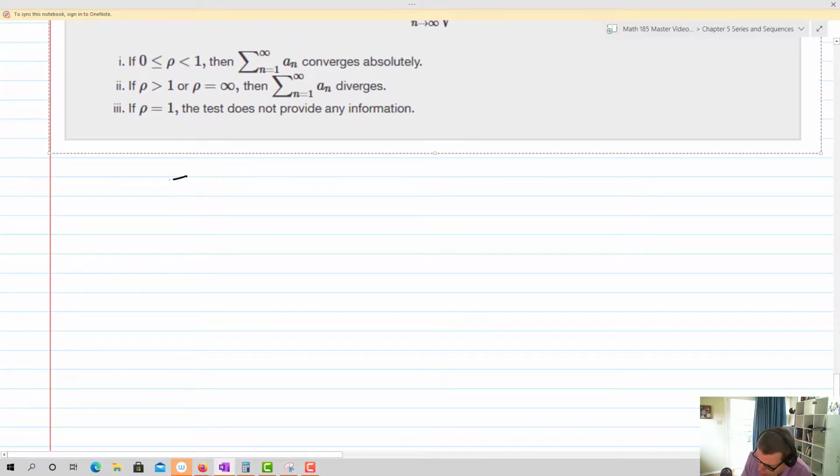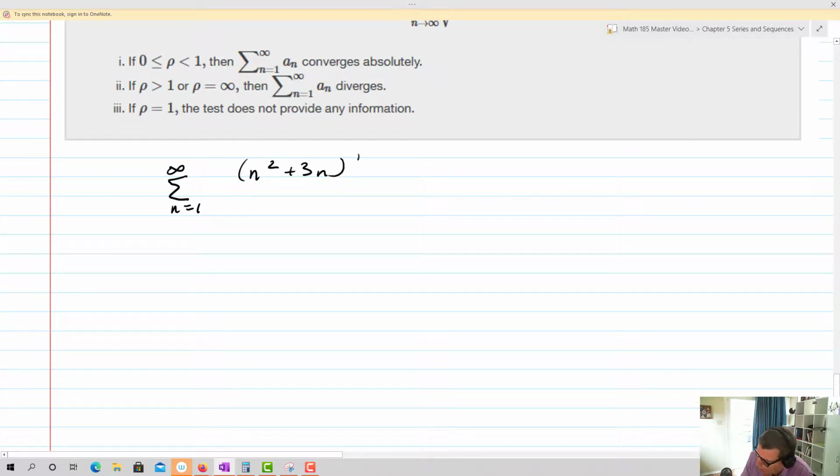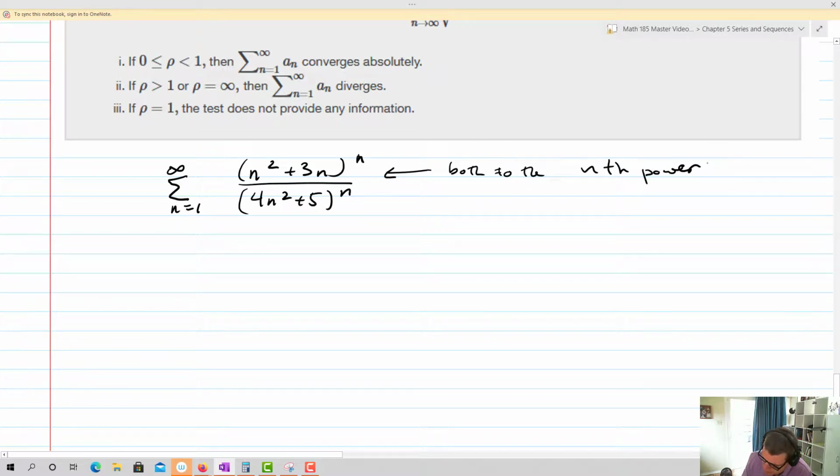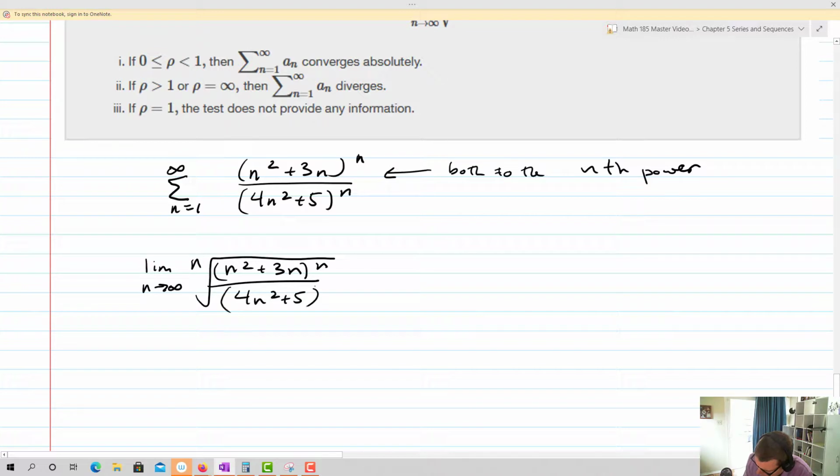We'll use this example, the sum n equals 1 up to infinity of (n squared plus 3n) to the nth over (4n squared plus 5) to the nth. And what I'm going to notice is that both the top and the bottom are to the nth power. And so that indicates to me that I might want to use my root test. So I will find the limit as n goes to infinity of the nth root of (n squared plus 3n) to the n divided by (4n squared plus 5) to the n.